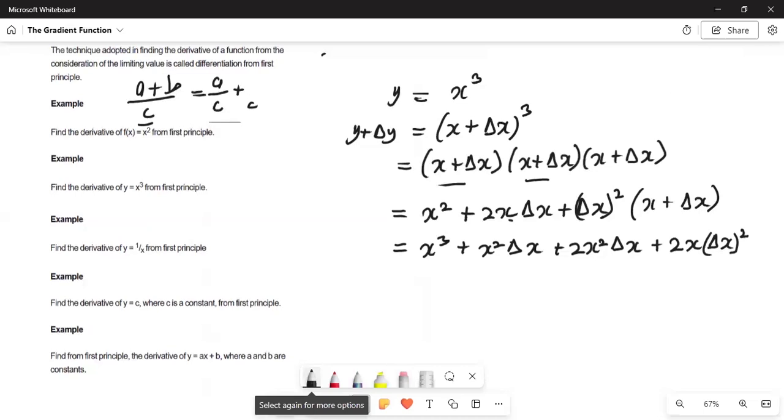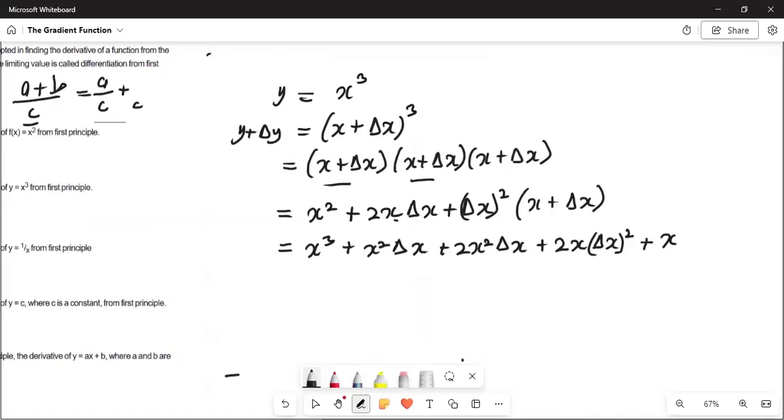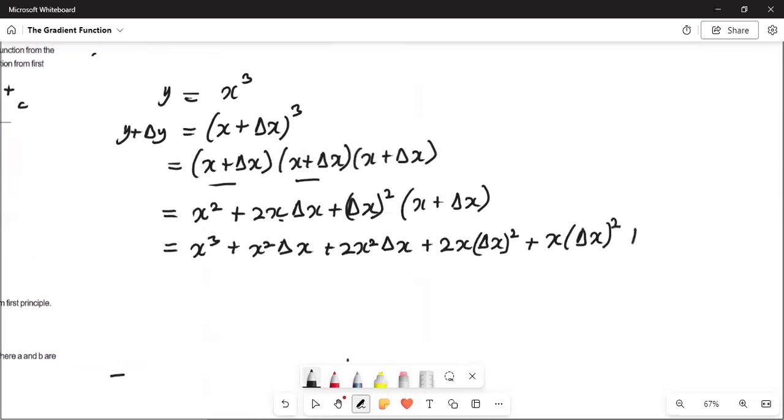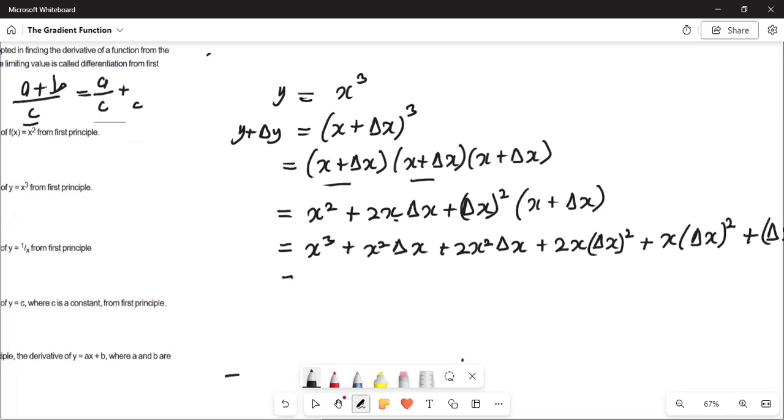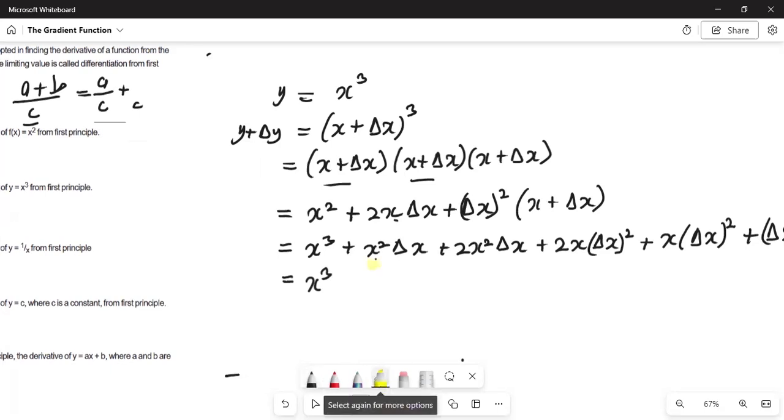Then finally delta x squared multiplied by x is x delta x squared. And delta x squared multiplied by delta x will be delta x cubed. Now let's collect like terms, anything that is carrying the same power. So this will be x cubed here. This x squared delta x and 2x squared delta x can be added. Why? Because this has x squared and one delta x, this also has x squared and one delta x.